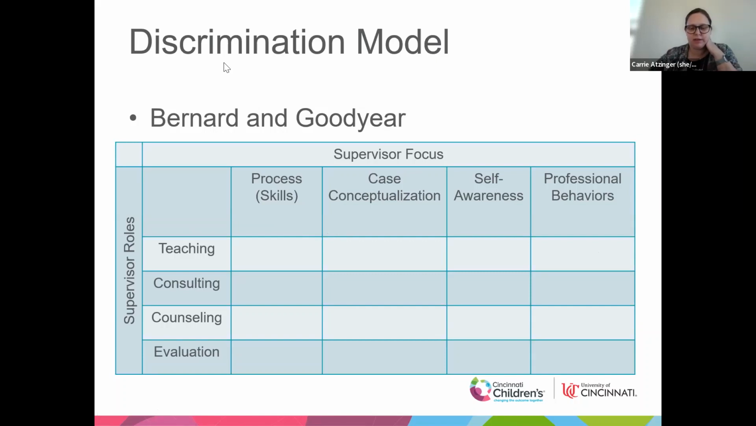One of the things that is helpful about a model like this is that it helps us think of other ways as supervisors to do things. So it's not uncommon for supervisors to have a role that they're most comfortable with, whether it's teaching, like it's easiest for me to just explain how to do something, but that with more advanced trainees, it might be better to be more collaborative and draw on their experiences.